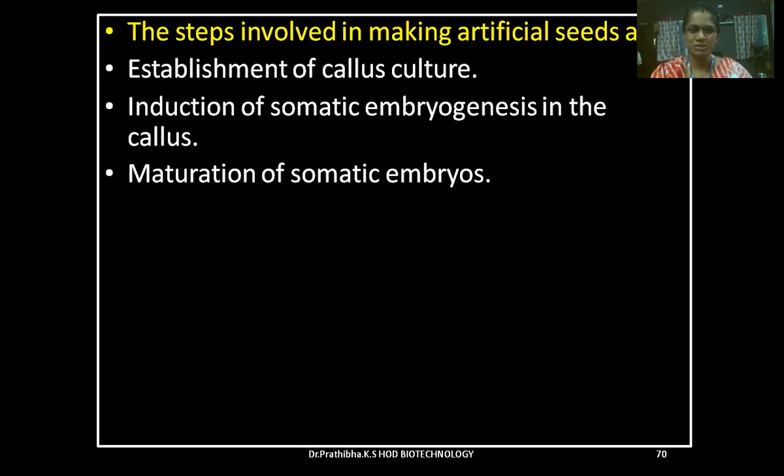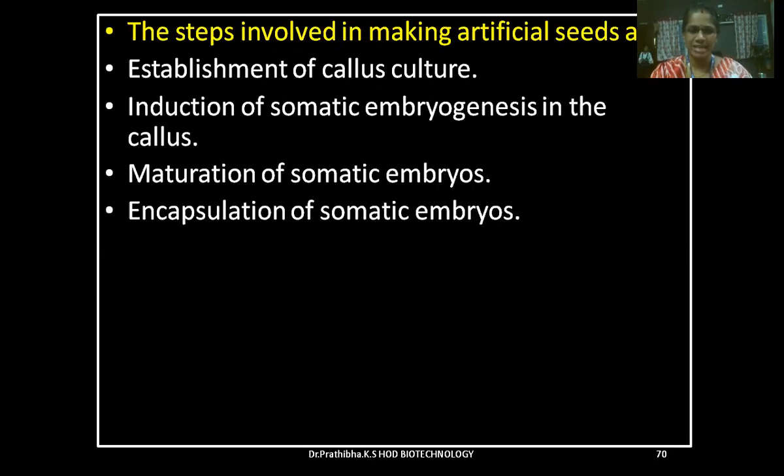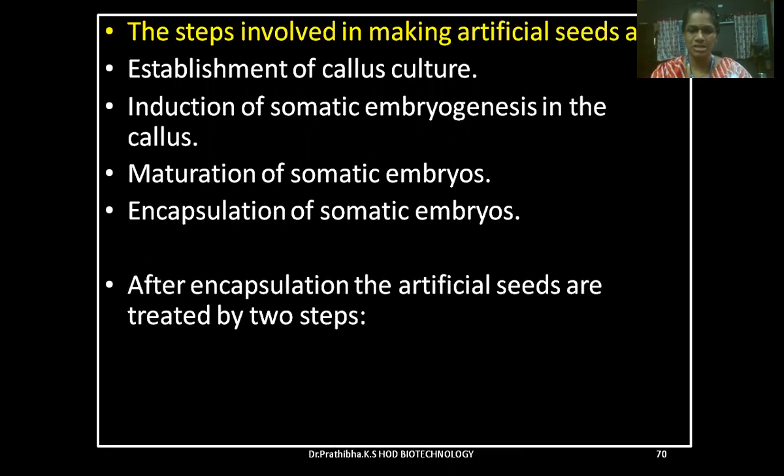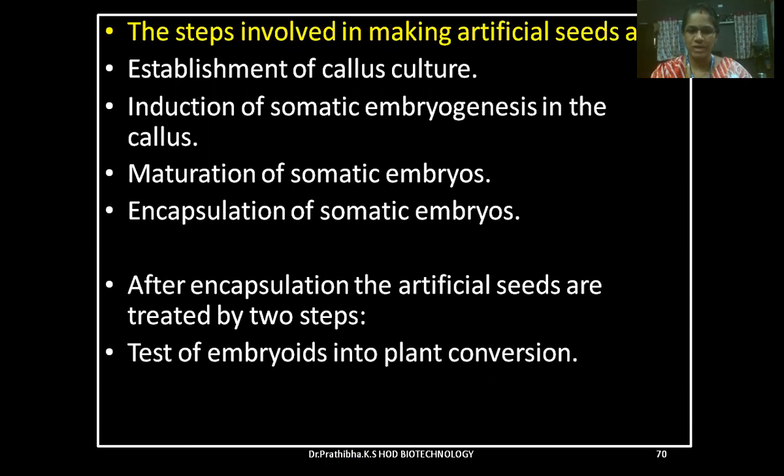Then maturation of somatic embryos, encapsulation of somatic embryos by using the chemicals sodium alginate and calcium chloride. After encapsulation, the artificial seeds are treated by two steps: test of embryoids into plant conversion, greenhouse and field planting.